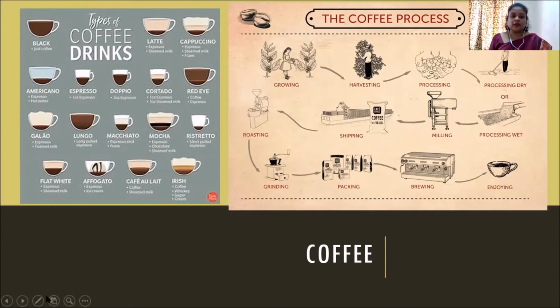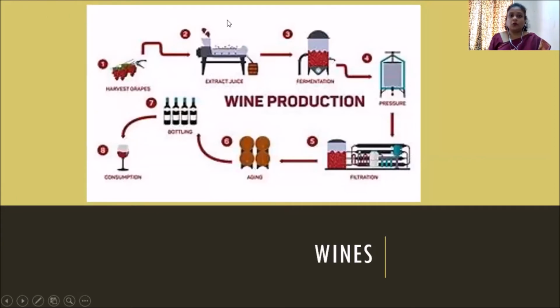The next one is wine. I'm not telling about coffee and wine production in detail because you already have this in your F&B service. Wine is an alcoholic beverage prepared by fermentation of grapes. You can see the process here. First you harvest the grapes, then extract the juice, then ferment, then pressurize, then filtration, then aging, bottling, and then we consume it. So this is the wine process in detail.